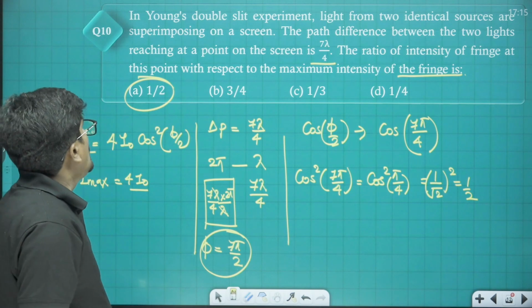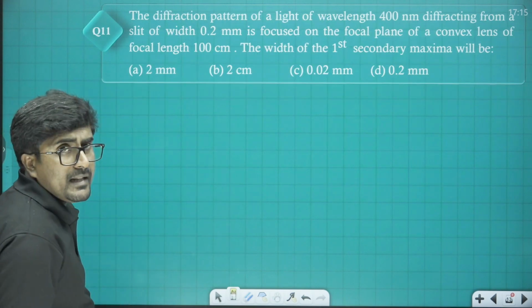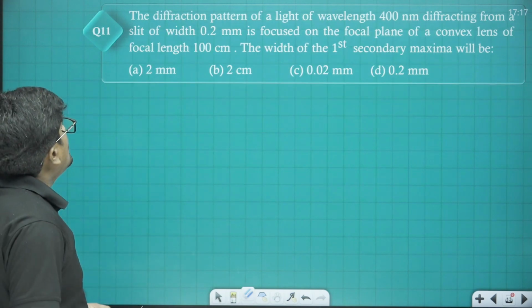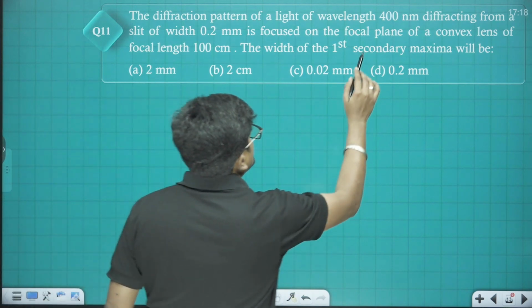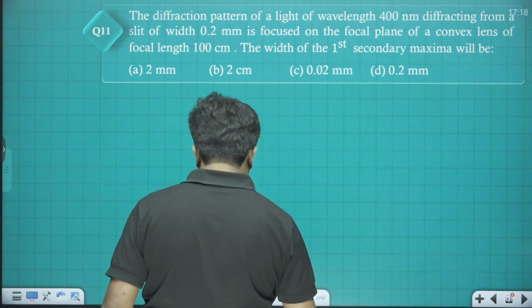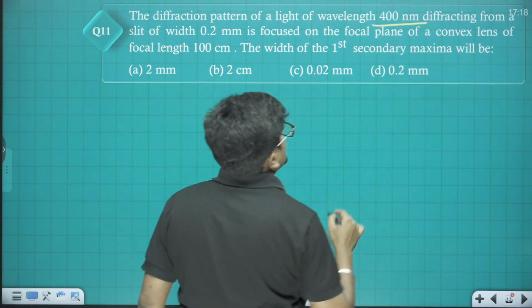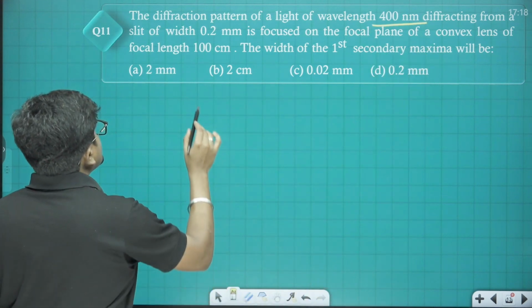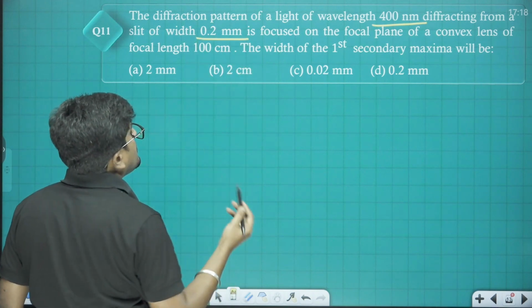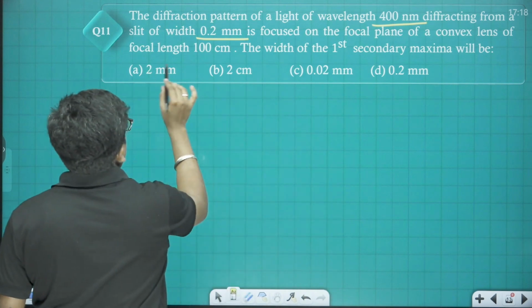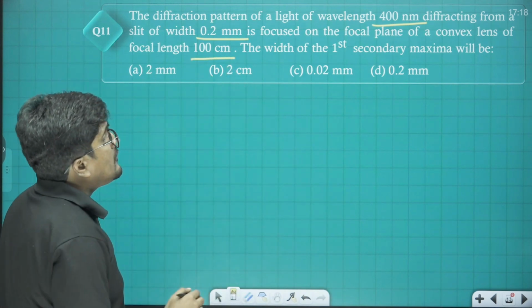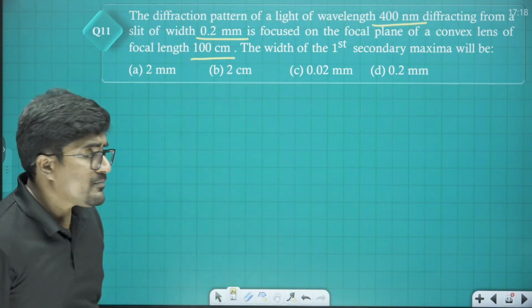All right. Moving to the next, that is question number 11. Here comes question number 11. The diffraction pattern of a light of wavelength 400 nanometer diffracting from a slit of width 0.2 mm is focused on the focal plane of a convex lens of focal length 100 centimeter. The width of the first secondary maximum will be.